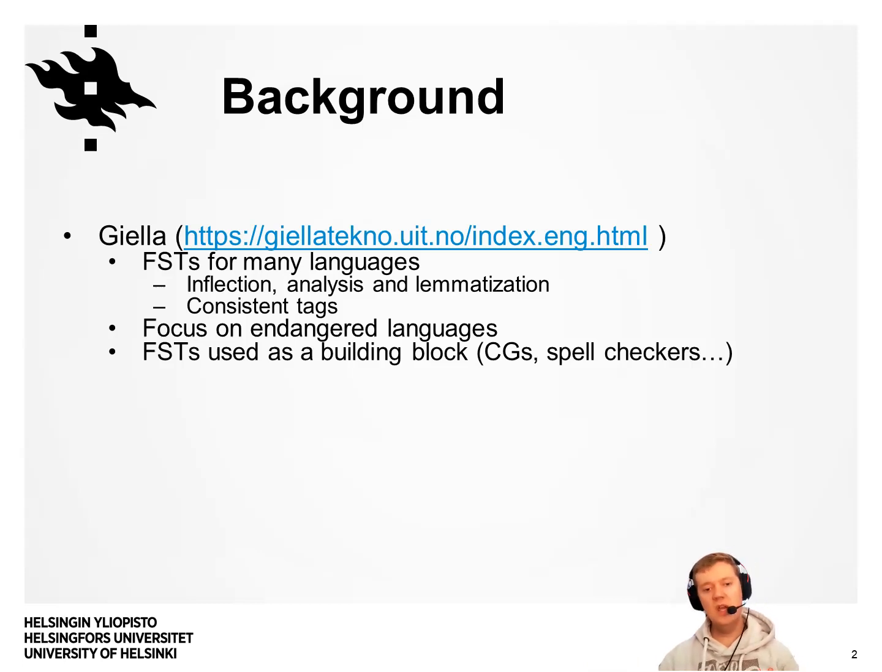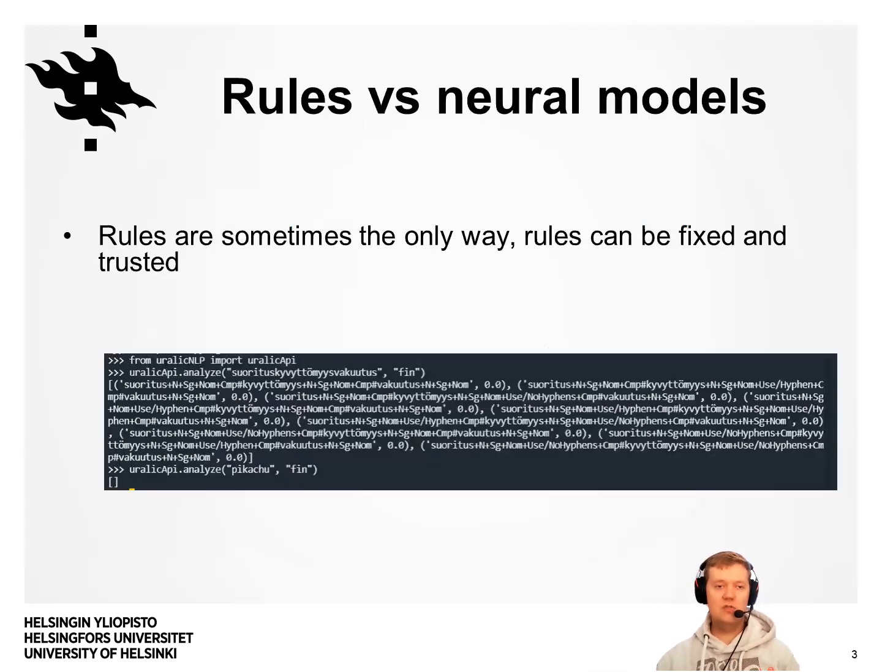And the thing is that these FSTs are used as building blocks for higher-level things like constraint grammars, CGs, to do disambiguation, to do syntactic parsing. They are used for spell checking and such. The good thing is that these rule-based systems are very robust. If you have any problems, you can just go ahead and fix the rules, especially if you have endangered languages. It's sometimes the only way to go about it. You don't have any data, you just write your rules and that's it.